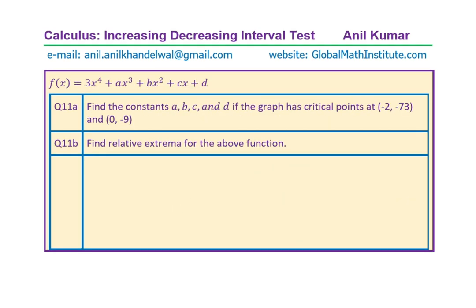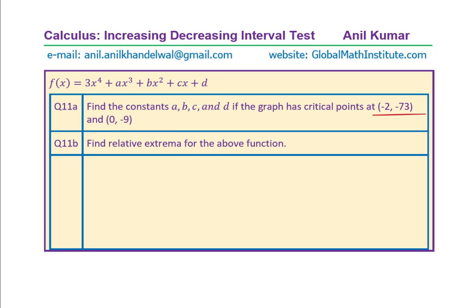Question 11 again. This time, we are given an equation with unknowns. The coefficients of x cubed, x squared, and x are not given to you, along with the constant. So f of x is 3x to the power of 4 plus ax cubed plus bx squared plus cx plus d. Find the constants a, b, c, and d if the graph has critical points (-2, -73) and (0, -9).